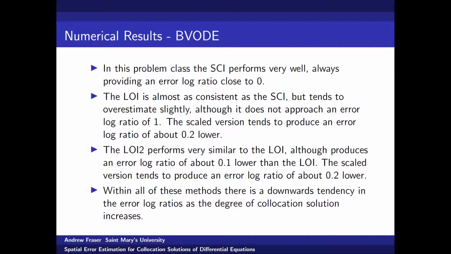In this problem class, the SCI performs very well, always providing an error log ratio close to 0. The LOI is almost as consistent as the SCI, but tends to overestimate slightly, although it does not approach an error log ratio of 1. The scaled version tends to produce an error log ratio of about 0.2 lower. The LOI2 performs very similar to the LOI, although produces an error log ratio of about 0.1 lower than the LOI. The scaled version tends to produce an error log ratio of about 0.2 lower, and within all of these methods there's a downwards tendency in the error log ratios as the degree of collocation solution increases.